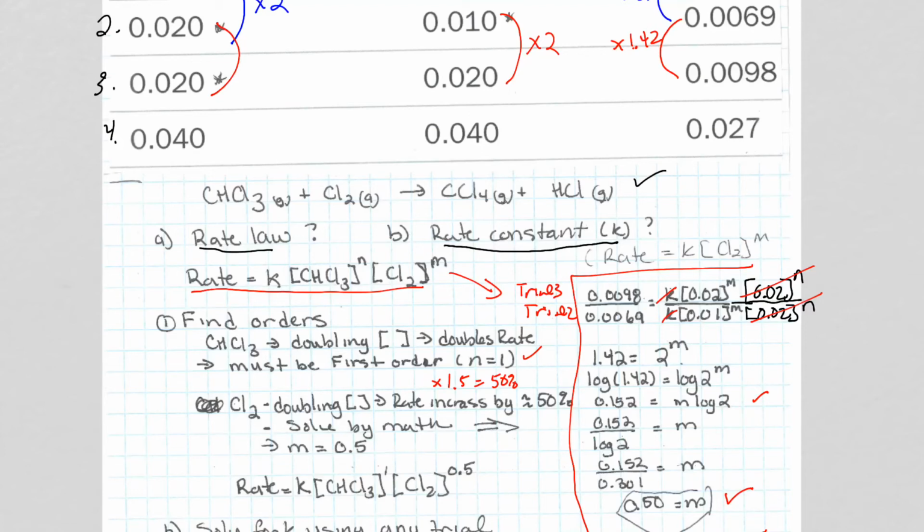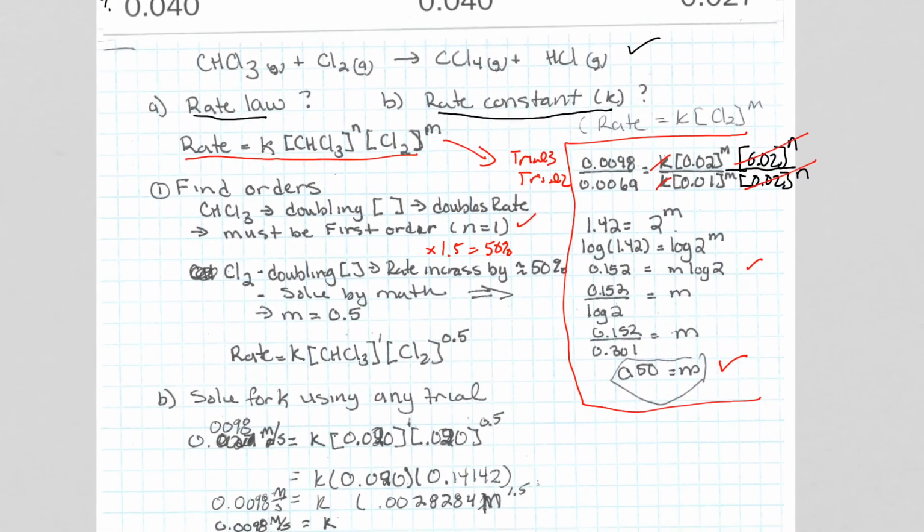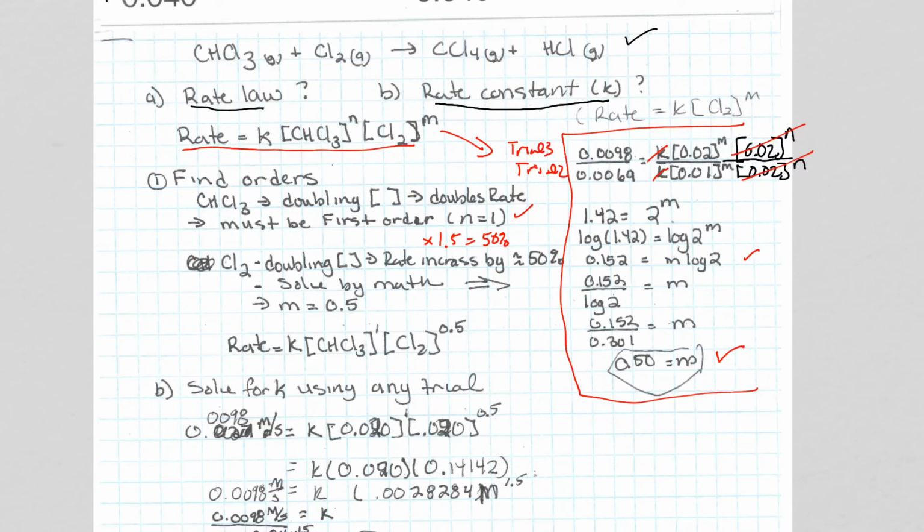So the order of m is going to be 0.5. This illustrates a couple of things. First of all, we can solve this mathematically, and we could have done the same thing to solve for n. Instead of doing it by inspection, we could have done it mathematically and we would have come up with 1. We can save ourselves some time if we just look at the data and do it by inspection. But if we need to, we can do it mathematically, especially when it's not obviously zero, first, or second order.